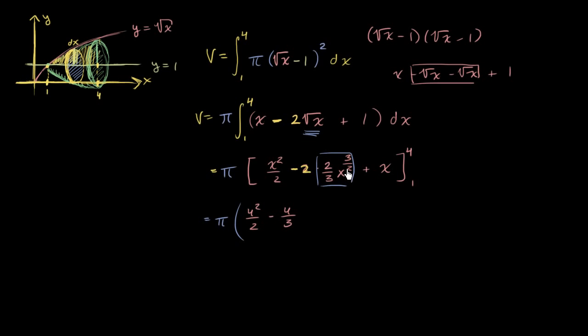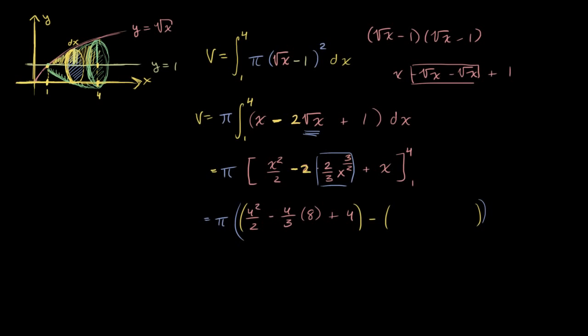So 4 to the 1/2 is 2, and then you raise that to the 3rd power, you get 8. So times 8 plus 4, and then you subtract out all of this stuff evaluated at 1. Actually, I don't want to skip too many steps. So let's do, it's going to be this. This is when we evaluated at 4. And then we're going to subtract when we evaluate this whole thing at 1.